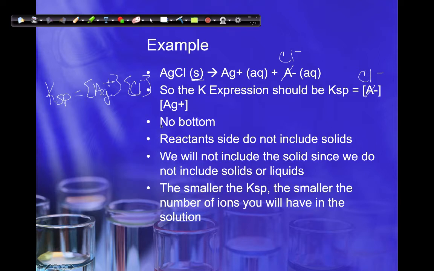So technically there is no bottom for Ksp. It's just going to be something times something else, sometimes to certain powers. So don't include solids anytime that we have a K expression. So the smaller the Ksp, the smaller the number of ions you have, because you're going to have less products for that particular process.